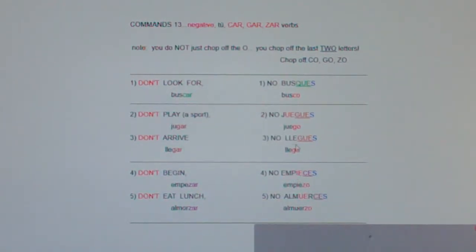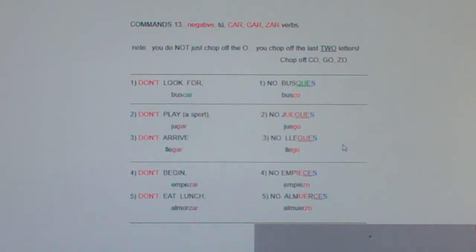Now remember, you don't just go to the yo form and chop off the O. You go to the yo form present tense and chop off the last two letters and add qué, the last two letters and add gué, and the last two letters and add cé. Now you still have to add an S. Anytime you're making a negative command to your friend, there's an S. No cantes, don't sing. No bailes, don't dance.